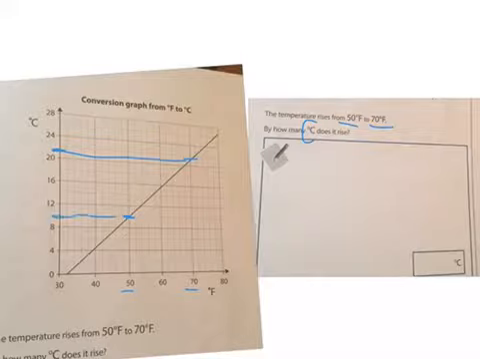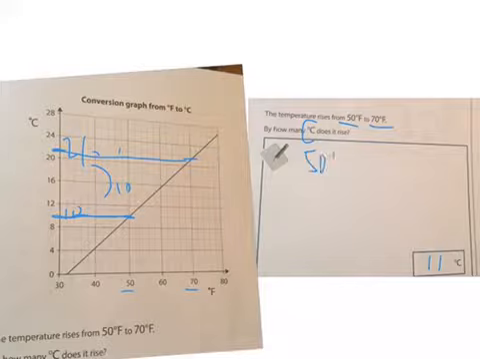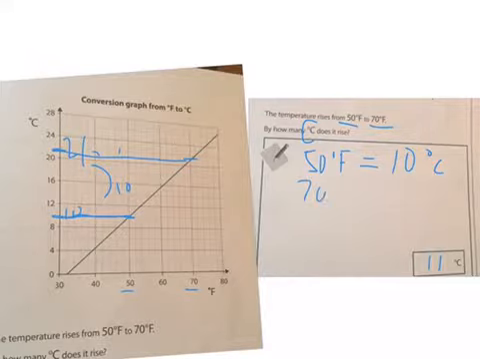and that is halfway between 12 and 8, which is 10. So we've got 10 and 21. So how much rises that? Well, 10 to 20 will be 10, and then one more, that'll be 11. A rise of 11. So what I'd say is 50 Fahrenheit is the same as 10 Celsius. 70 Fahrenheit is the same as 21 Celsius. So that's gone up by 11 Celsius.